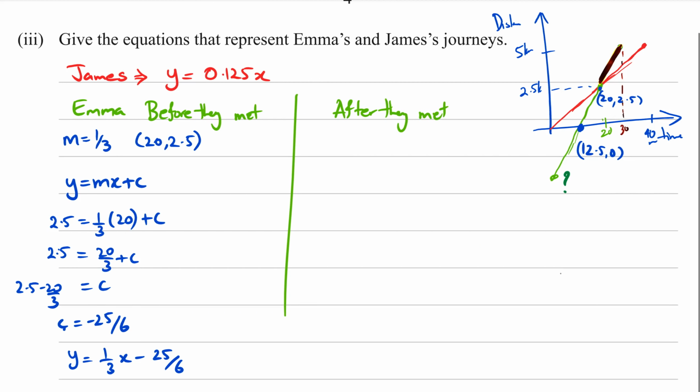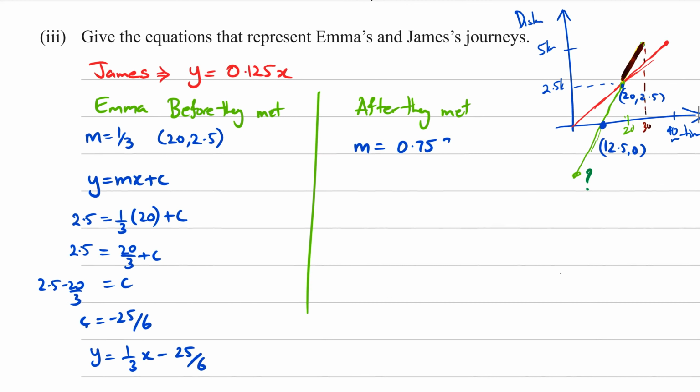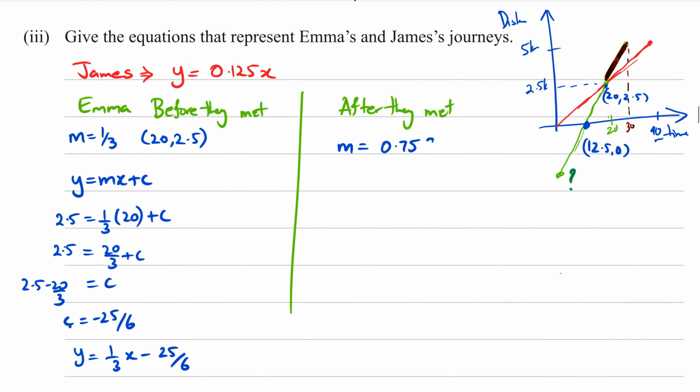Now, after they met, the gradient was 0.75 because that's what we figured out from earlier. And once again, we've got the starting point for them, which is 20 and 2.5. So we're going to put that into the equation. So y equals mx plus c. And we've got 2.5 is equal to 0.75 times 20 plus c. So 2.5.